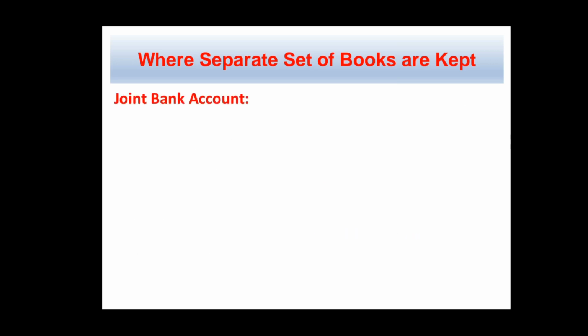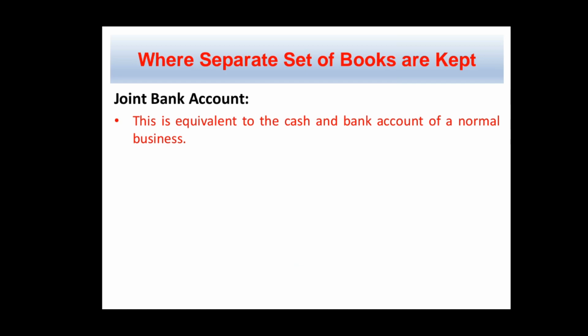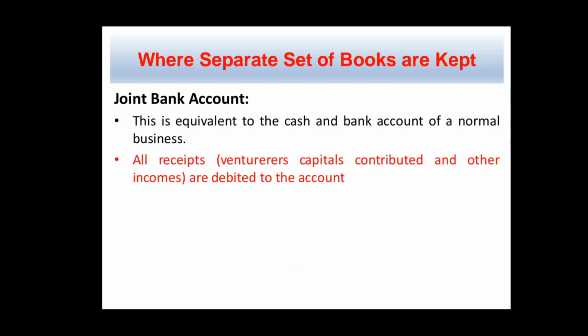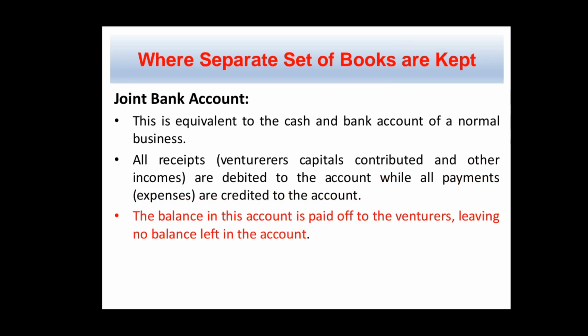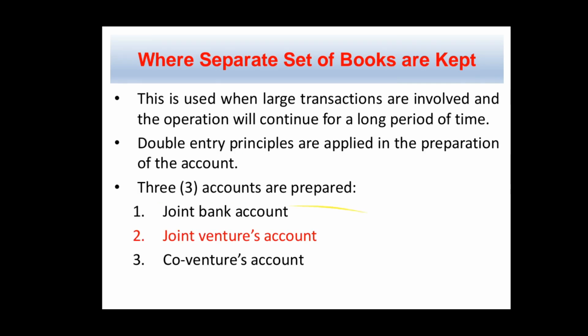So let's start with the first one, the joint bank account. This account is equivalent to the cash and bank account that we have, which means all receipts will be debited to the account, while all payments will be credited to the account. Money received means the contribution by each of the venturers, that is, their capital contribution in form of cash or bank, and other income, which will be debited to the account, while all the expenses will be credited to the account. The balance of the account at the end of the period will be used to settle the venturers, that is, the balance is paid off to the venturers, leaving no balance in the account. So this is used when large transactions are involved.